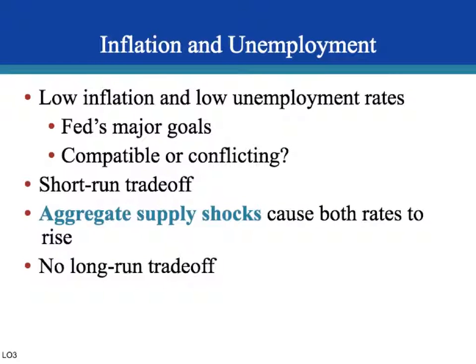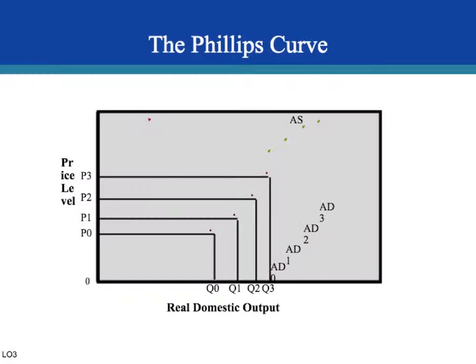So a major goal of the Fed is to have low inflation rates and also low unemployment rates. However, what we've seen is that the Fed could influence this in the short run, but in the long run, there's no significant trade-off between inflation and unemployment. Also, there's circumstances beyond the Fed's control, such as aggregate supply shocks, that cause both unemployment and inflation to increase. Okay, let's look at some examples.